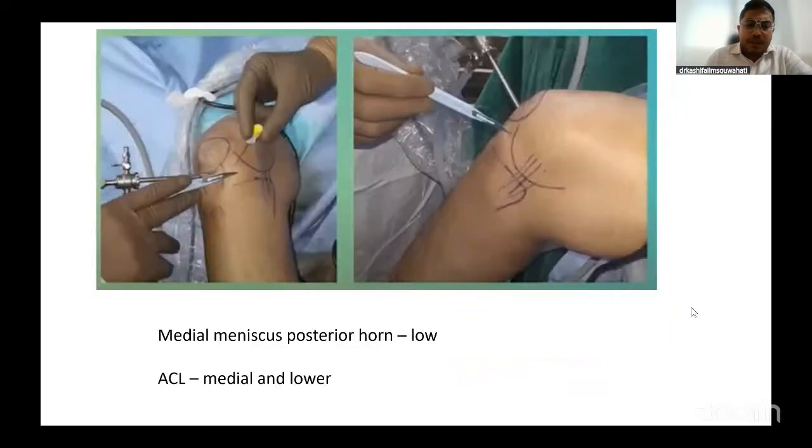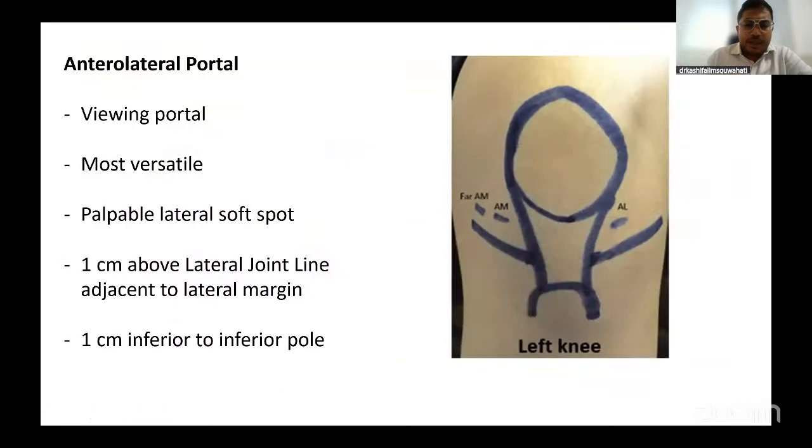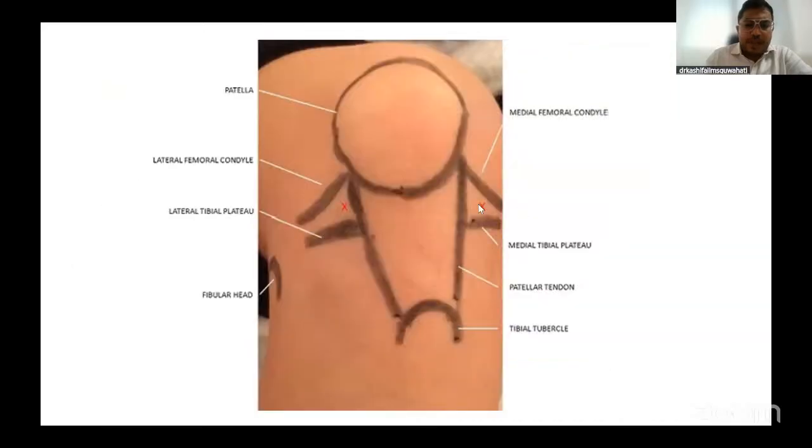So the medial meniscus posterior horn, if we are trying to tackle, we have to make this medial portal on a slightly lower side. And it's always easier to carry out your ACL reconstruction when this medial portal, as I had shown earlier, is as marked red here in the cross sign. The medial side is slightly away from the patellar tendon so that we have easy access for the medial surface of the lateral femoral condyle during the ACL.